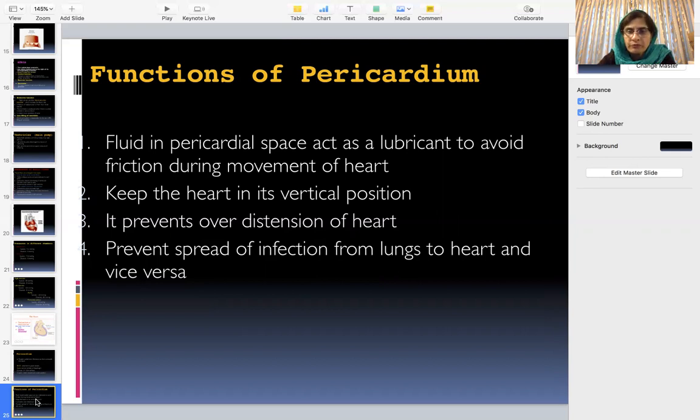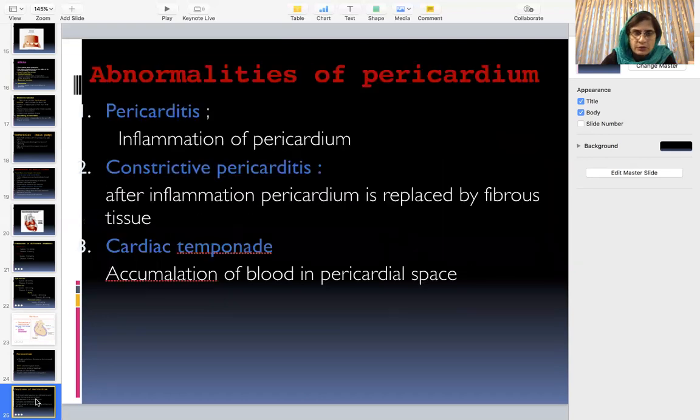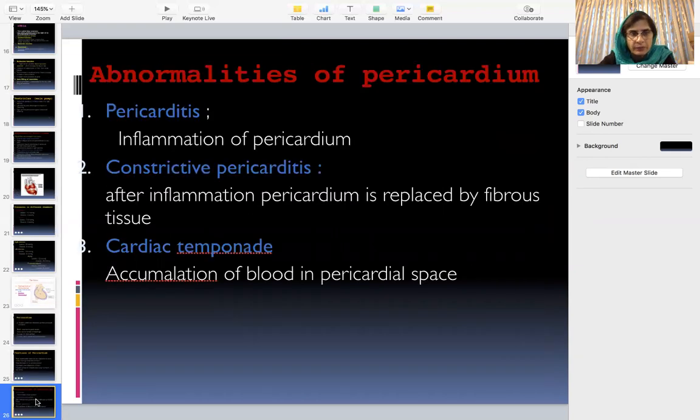It also provides lubrication and prevents spread of infection from the lungs to the heart and vice versa. So any infection from the lungs may not enter into the heart, and any infection from the heart may not enter into the lungs. So these are the functions of the pericardium. Now there are some abnormalities of the pericardium. First is pericarditis.